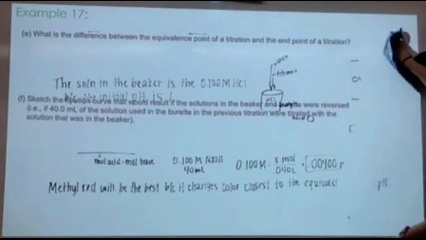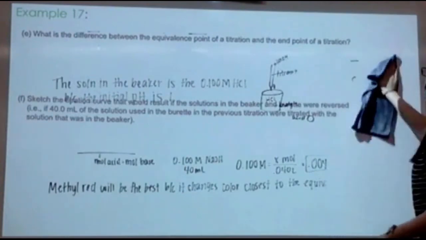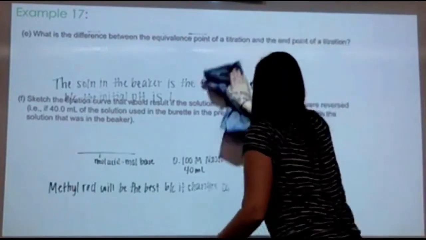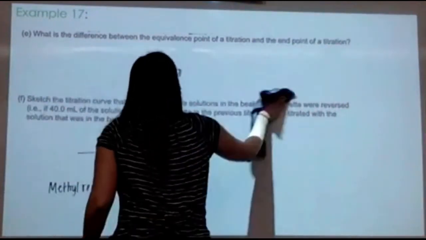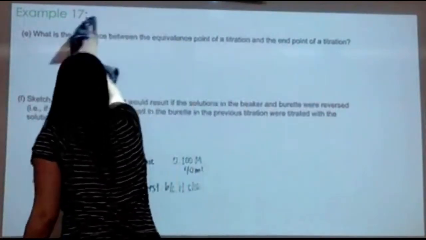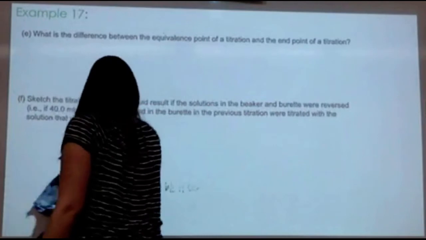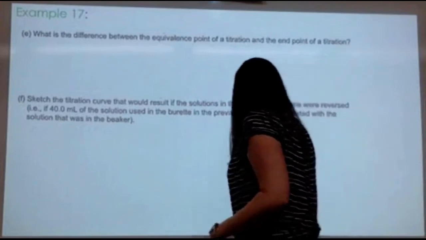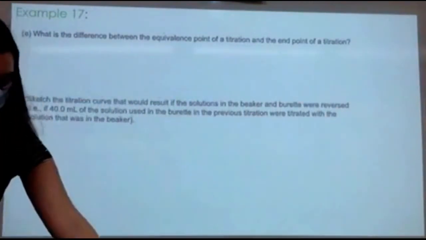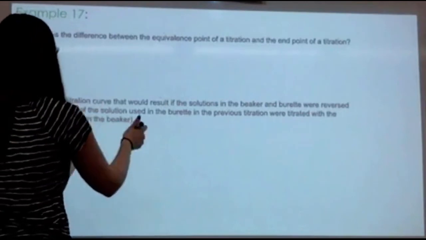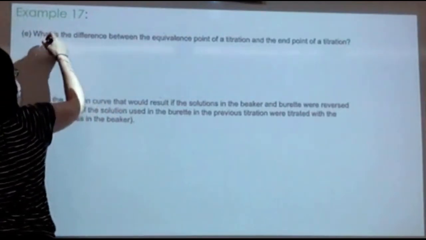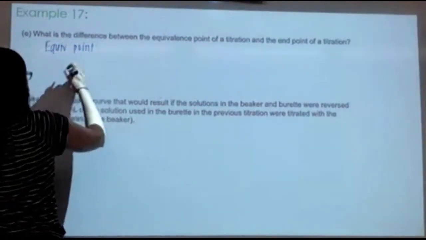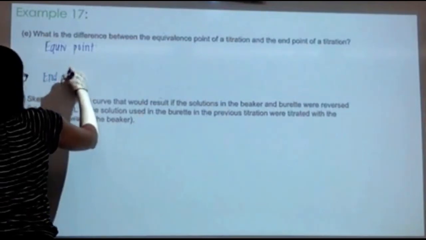A lot of times these words sometimes get used interchangeably, but they are different. Equivalence point is what we've been focusing on. That's when we can use stoichiometry. End point is based solely on an indicator. So we'll actually just look at the 2 definitions, equivalence point versus end point.